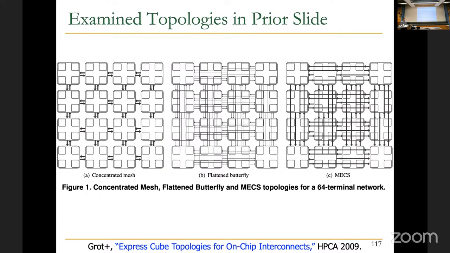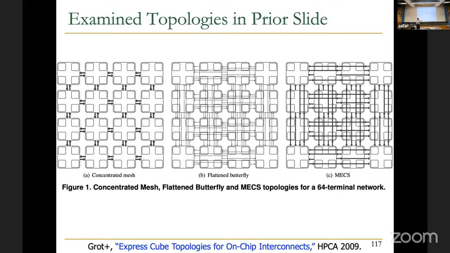In this paper, they also examined some topologies. This is a concentrated mesh, for example. We haven't covered it, but this is essentially a mesh that you concentrate. This is a C-mesh with C equal to 4. Every four processors are connected to one router, and those routers are in a mesh network. There are some variants of C-mesh with C2, C8, and so on.